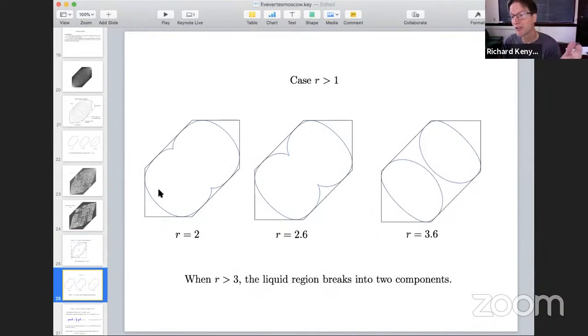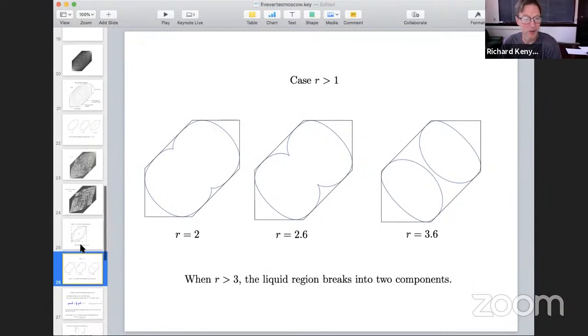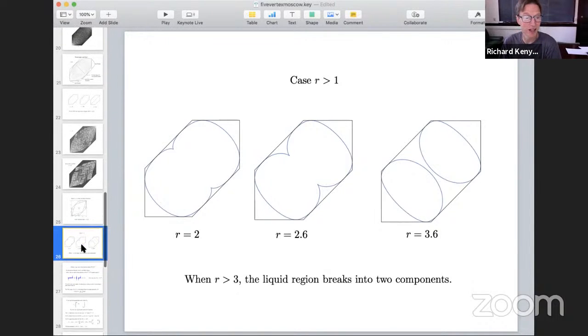On the other hand, when R is bigger than one, everything works nice. There is always a unique minimizer because we have strict convexity and so on. I don't have some good pictures for that, but there you have it.